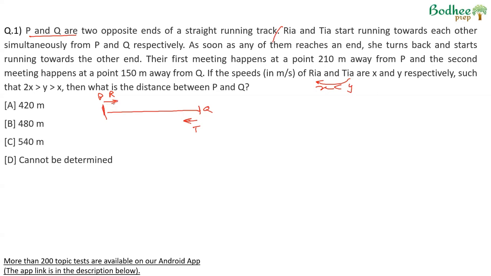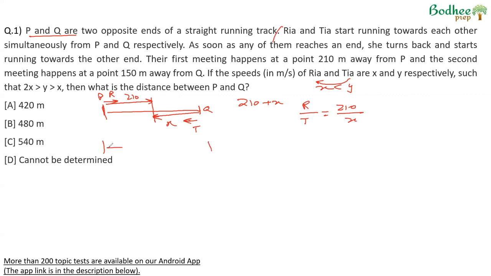So what we can do here is, suppose the first meeting, it is given that the first meeting happens at a distance of 210 meters from P. So Ria has covered 210 meters. Suppose Tia has covered X. Therefore, the distance between P and Q is 210 plus X. And in the same time, from the start till the meeting point, the ratio of distance covered by Ria and Tia is 210 upon X. This will be the ratio of speed as well because the time is the same.